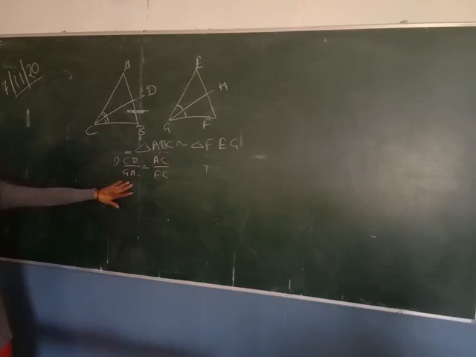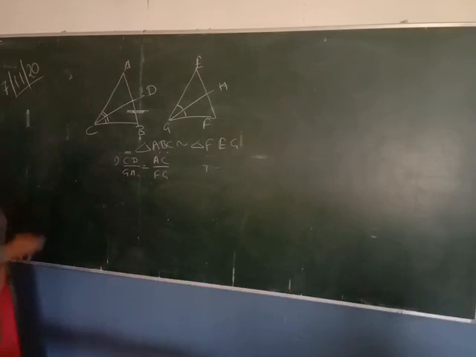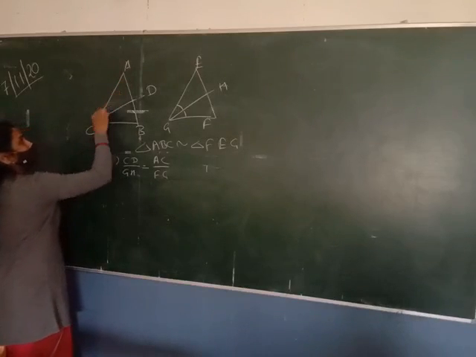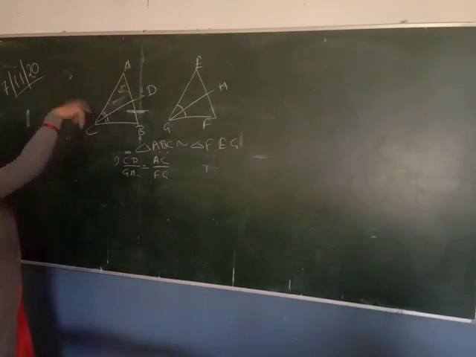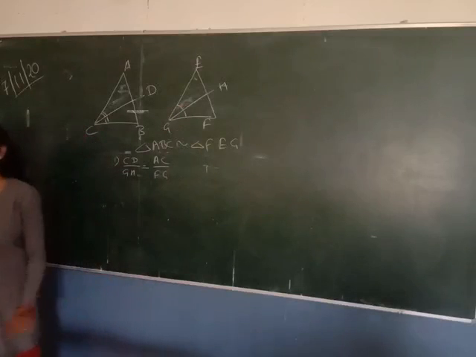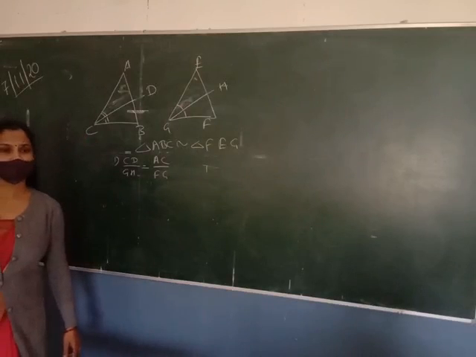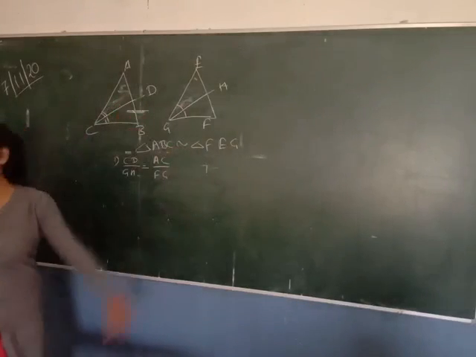Which triangle is similar? Rishabh? ACD and EGF. Okay, these triangles we have to similar. This one, ACD and EGF. So how will you similar these two triangles? Sister? Daisy? How can you similar these two triangles?